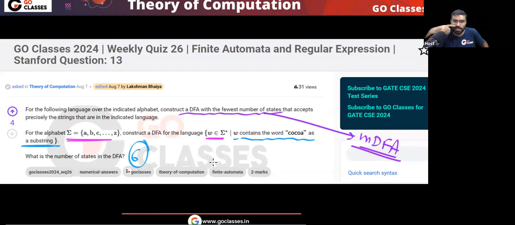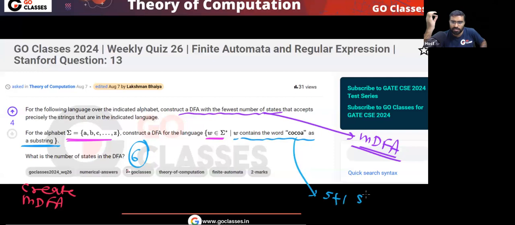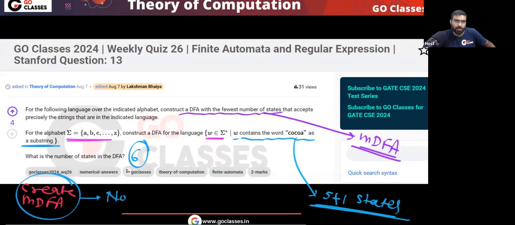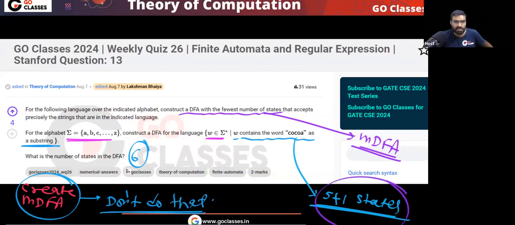If this question comes in the GATE exam, will you create the minimal DFA? No, don't create the minimal DFA. This is a standard language. So you can simply say the answer will be 5 plus 1, these many states. Very simple. You don't have to create the DFA. For this standard language, you can say the answer will be 6 states.